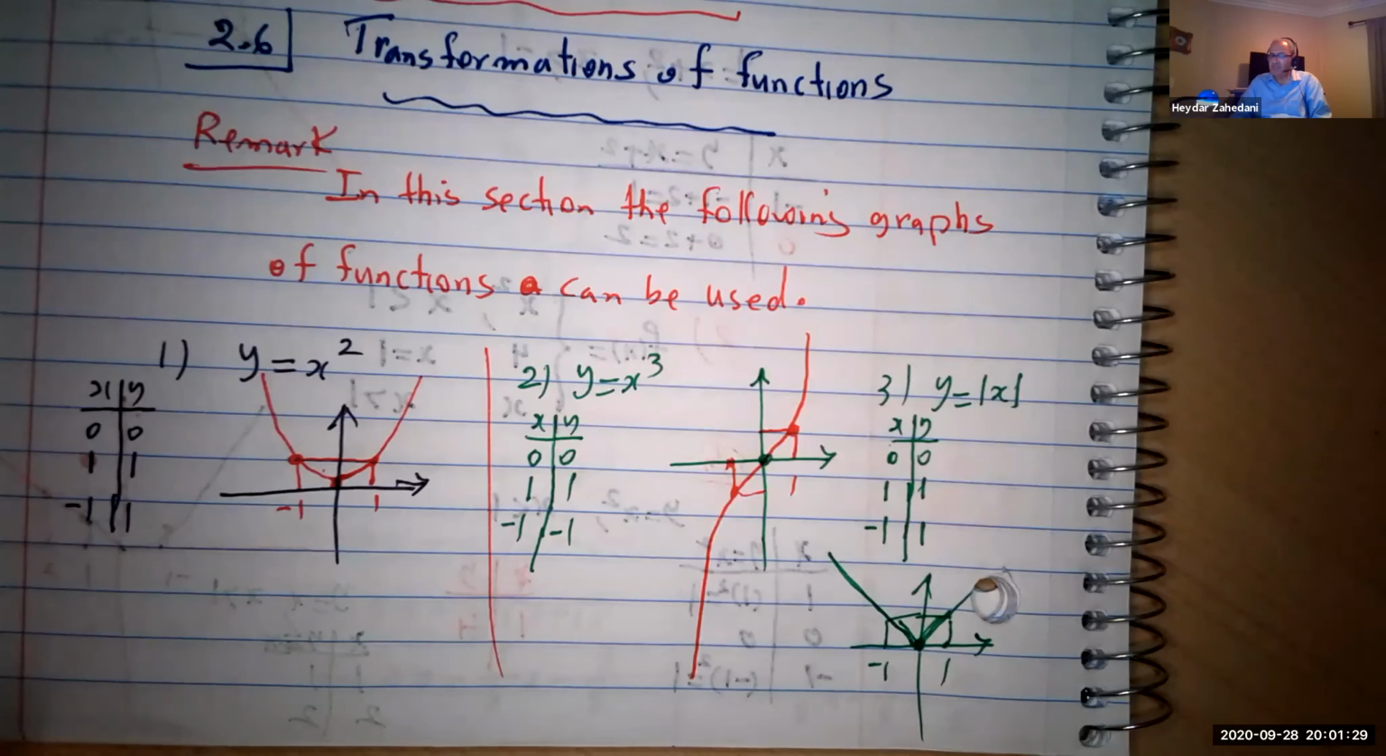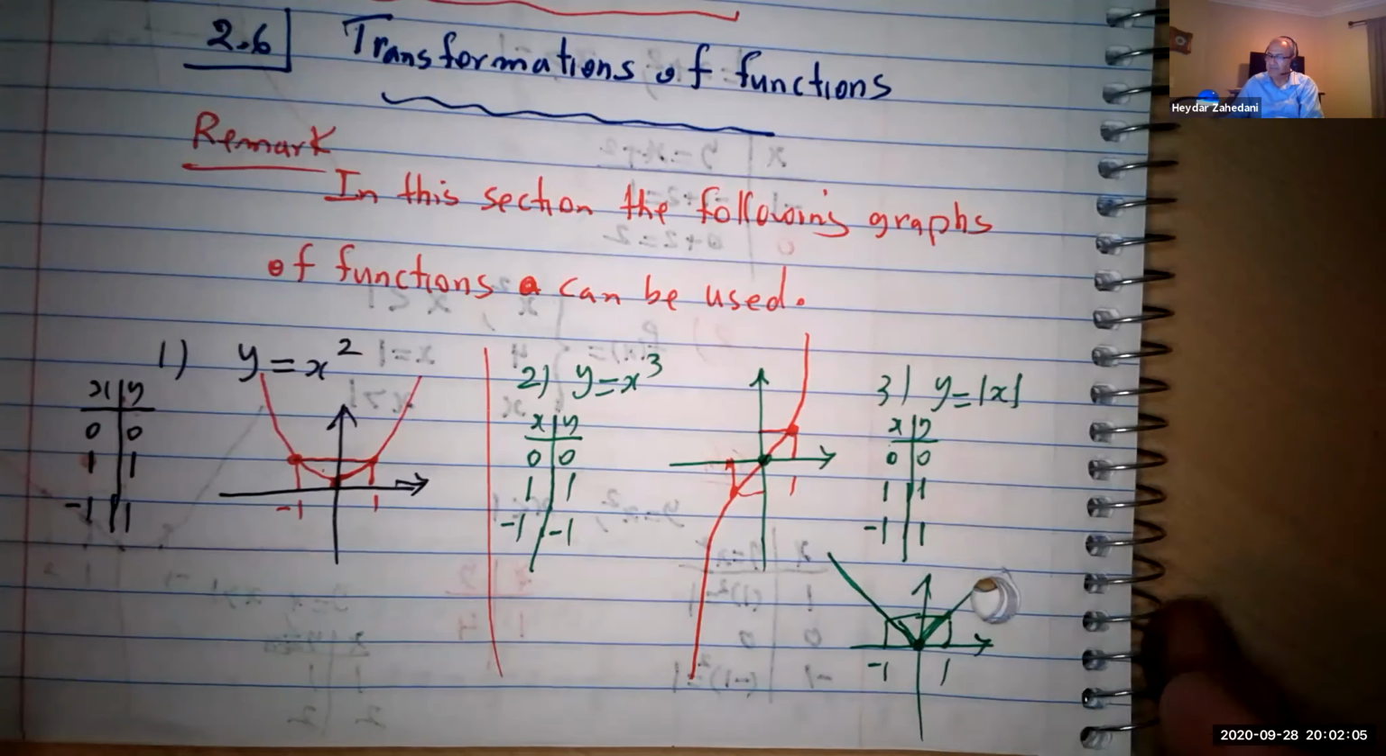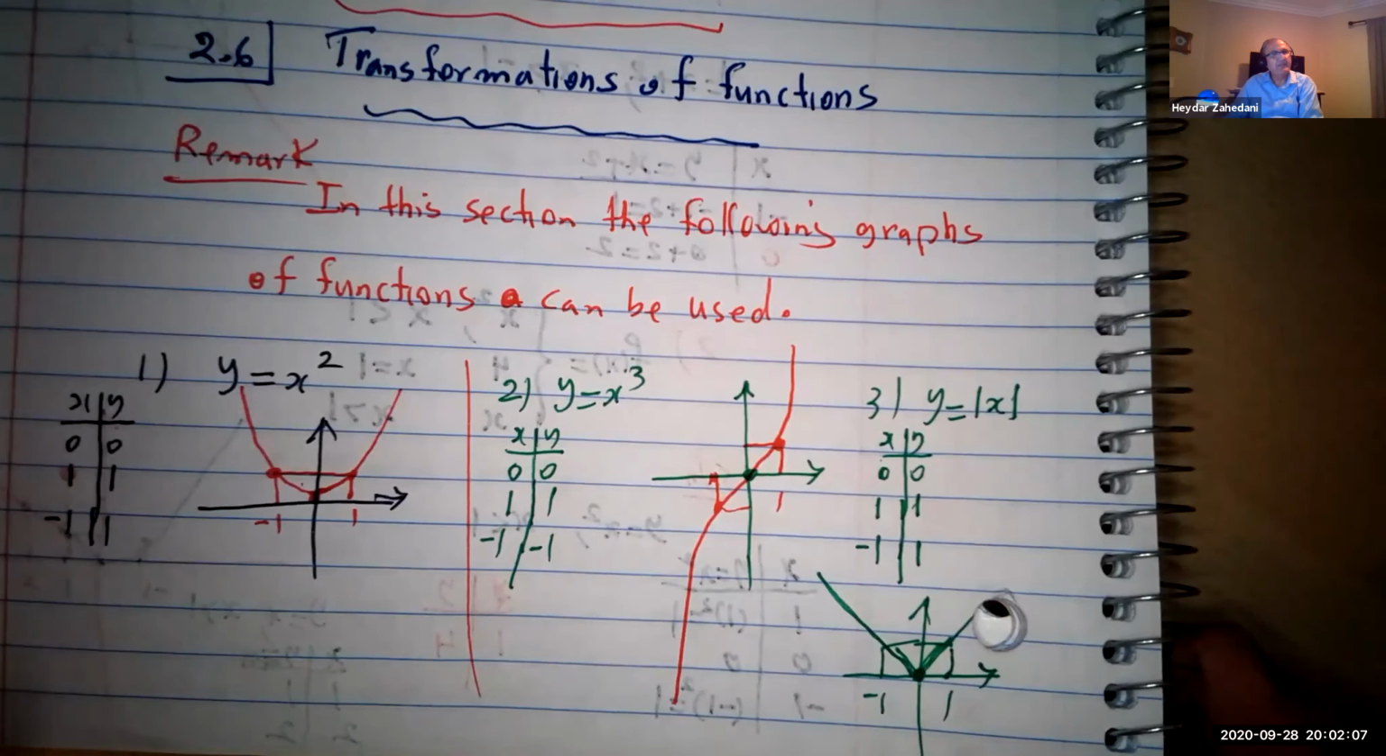Okay, I may just use these. There's also radical x and 1 over x. I'm not going to use that one. So in your book, they refer to these as parent graphs, known graphs, okay? So let's see what's going to be the idea of those transformations. So this is going to be the case.